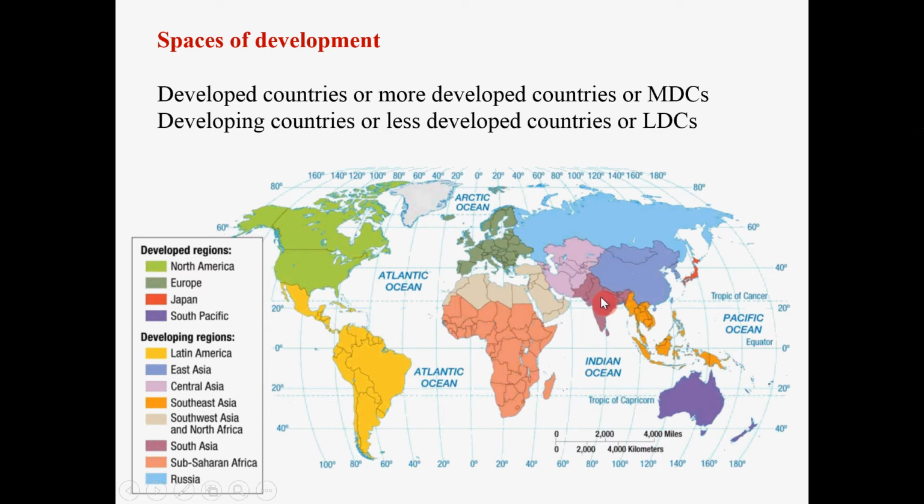All other regions, such as Latin America, East Asia, Central Asia, Southeast Asia, Southwest Asia, and North Africa, South Asia, Sub-Saharan Africa, and Russia today are seen as developing countries or less developed countries or LDCs. Now we need to look at this map with some qualifications.